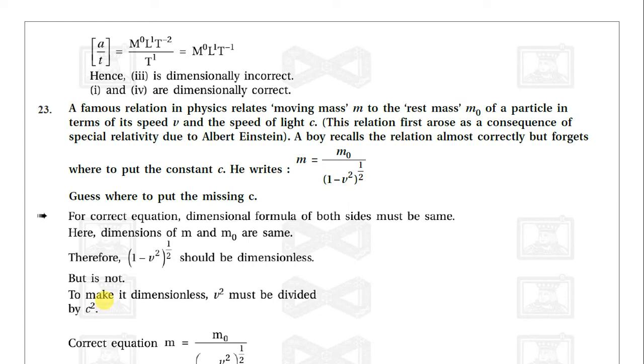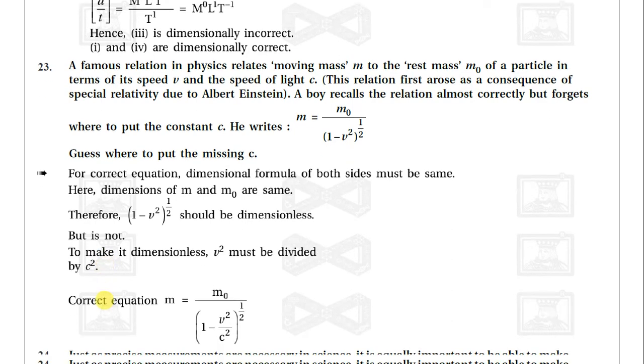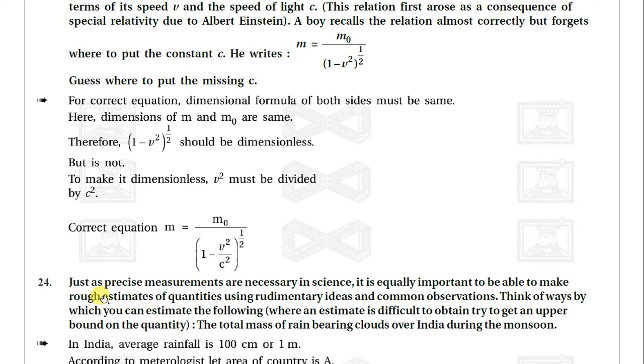For a correct equation, the dimensional formula of both sides must be the same. Here the dimensional formulas of m and m0 are the same. Therefore, the term 1 minus v square raised to 1 half should be dimensionless, but to make it dimensionless, v square must be divided by c square. So the correct equation is m is equal to m0 times 1 minus v square upon c square raised to 1 by 2.